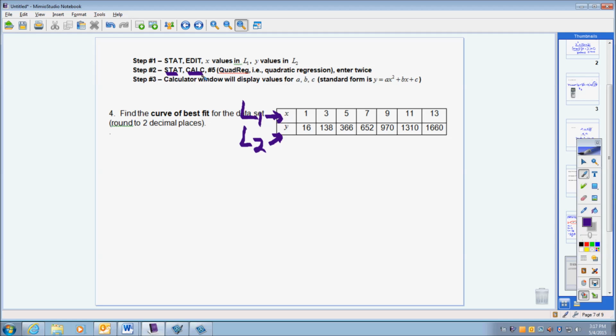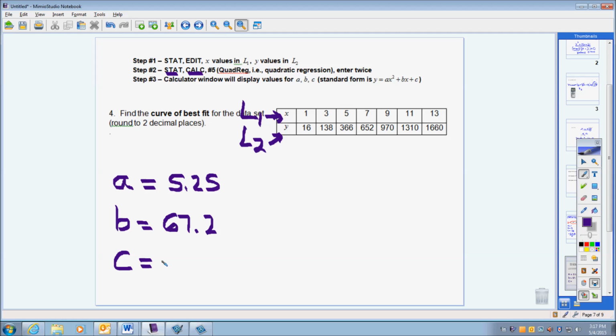Don't hit enter, go over to the calc menu and hit 5 for quad reg. Quad means quadratic regression. Hit enter twice, and you're going to see this. If you did this right, you're going to see A equals 5.25. I'm going to do some rounding here. B is going to be 67.2. And C is negative 81.